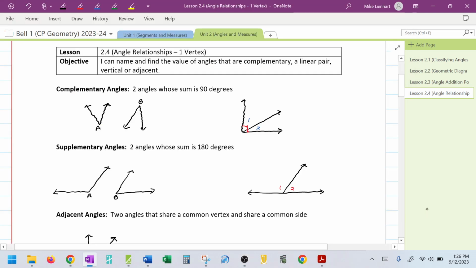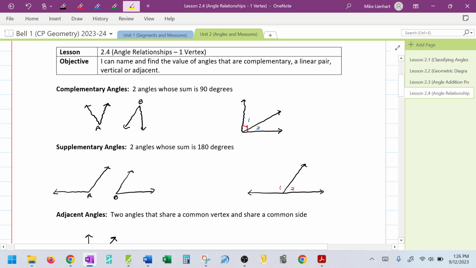This lesson is about angle relationships that all occur around one vertex. Now remember, an angle's vertex is that common endpoint that the two rays share. So we've got 5 different terms that we have to make sure that we are familiar with.